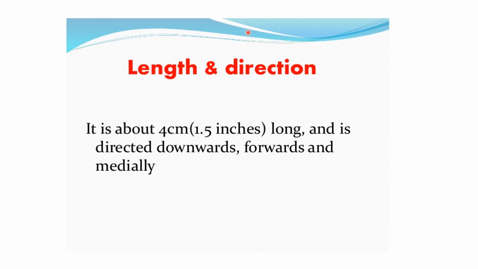So the length and direction of the inguinal canal: it is about 4 centimeters, around 1.5 inches long, and it is directed downward, forwards and medially. It's not placed straight, it is in an oblique direction, facing downwards, forwards and medially.